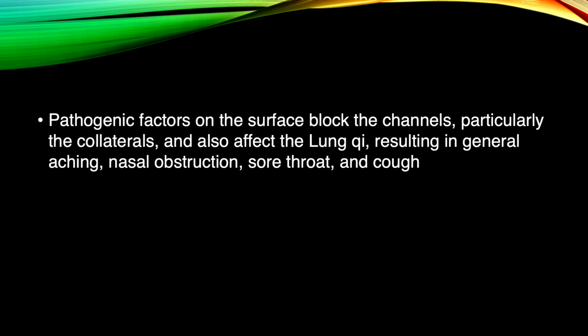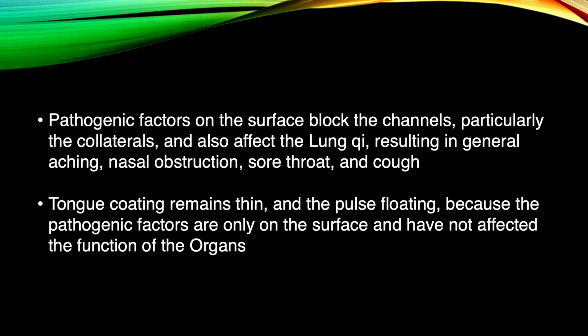Pathogenic factors on the surface block the channels, particularly the collaterals, and also affect the lung chi, resulting in general aching, nasal obstruction, sore throat, and cough. Tongue coating remains thin and the pulse floating because the pathogenic factors are only on the surface and have not affected the function of the organs.